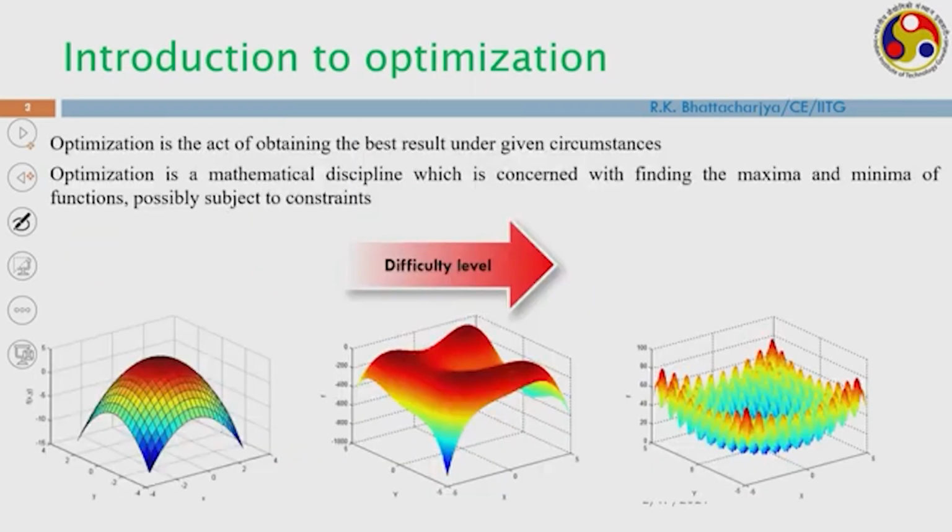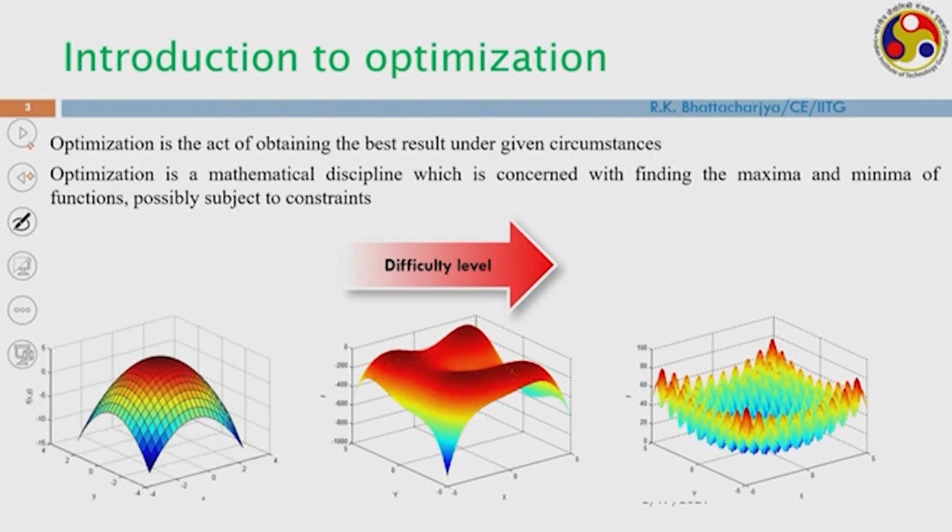Now let us see, I have shown three functions here. I have already discussed what optimization problems are. I think you already know that optimization is the act of obtaining the best result under given circumstances, and it is a mathematical discipline concerned with finding the minima or maxima of a function, possibly subject to constraints.